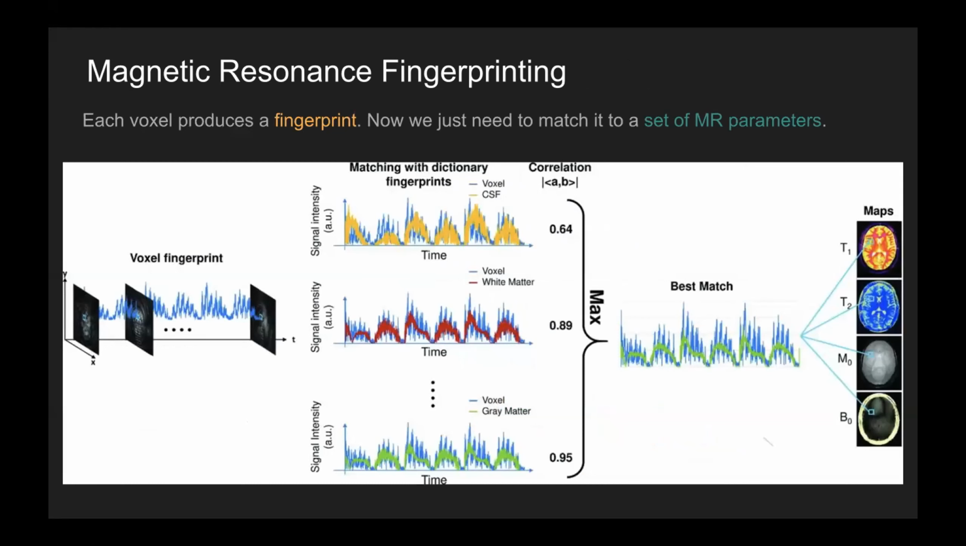First, you build up a dictionary of known fingerprints and their corresponding MR parameters. Then you have some new object. You get the fingerprints at each pixel using this mystery sequence. And then you match and you say, hey, which fingerprint in my database best matches this? And then you use the MR parameters corresponding to that. And so you can get them all simultaneously with one sequence.